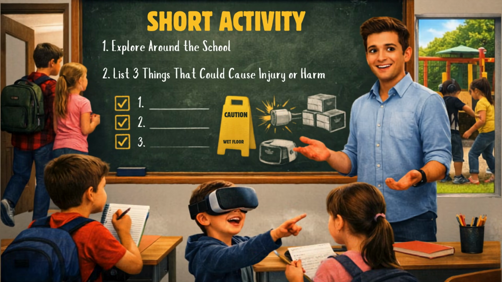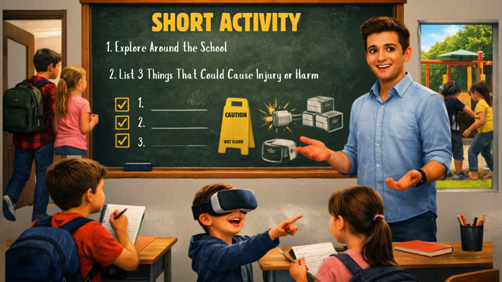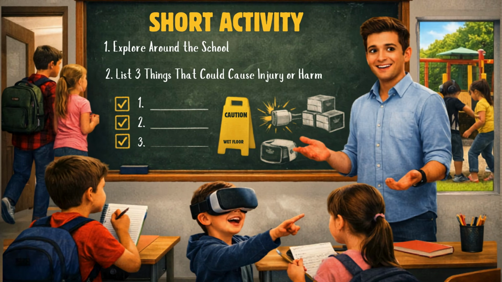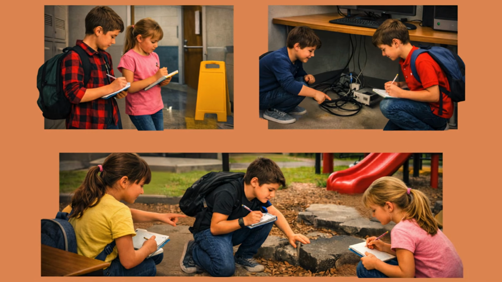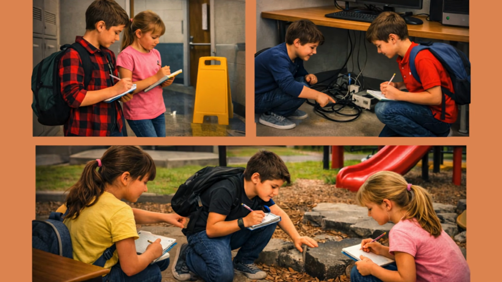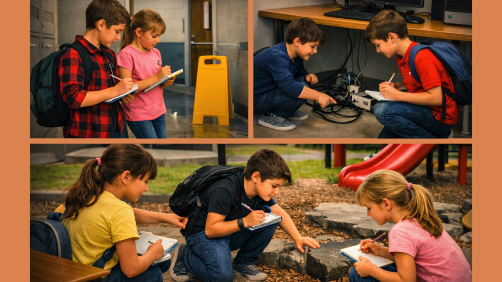All right, class, let's begin with a short activity. For the next few minutes, I want you to roam around, inside and outside the classroom. As you walk, observe your surroundings carefully and list down at least 3 things that you think could cause injury or harm. You can do this individually or in groups. When you return, we'll talk about what you found.